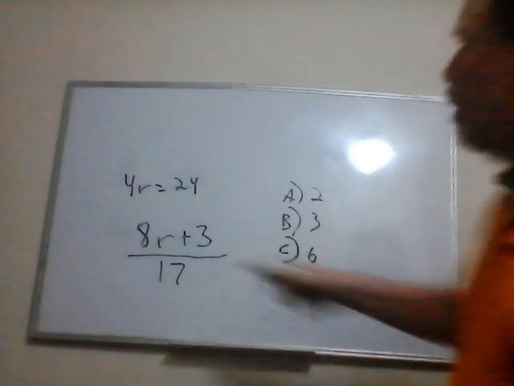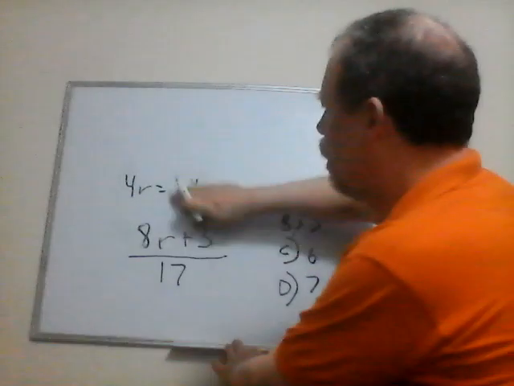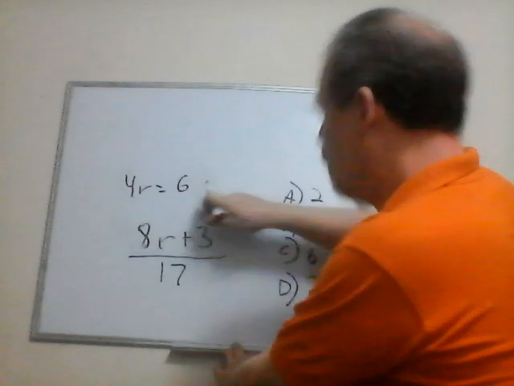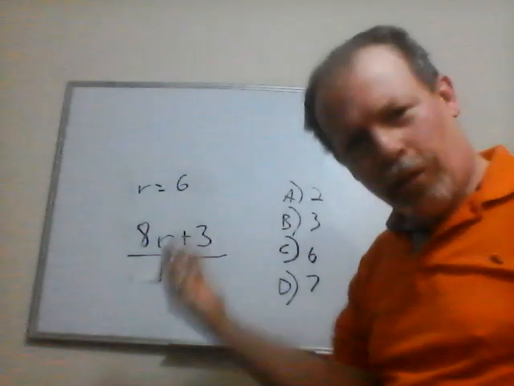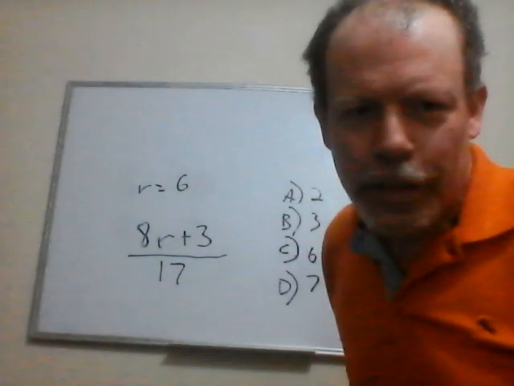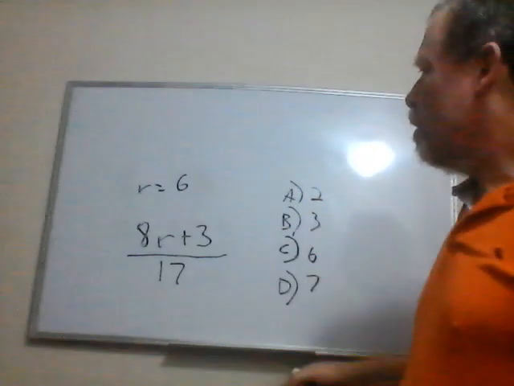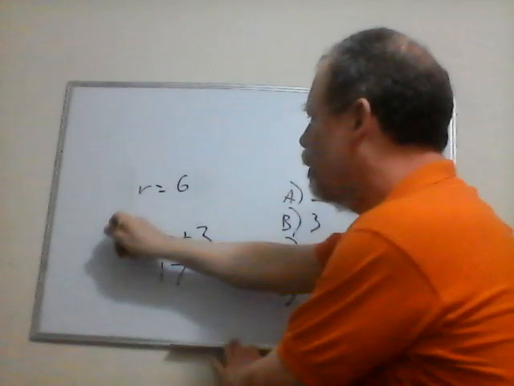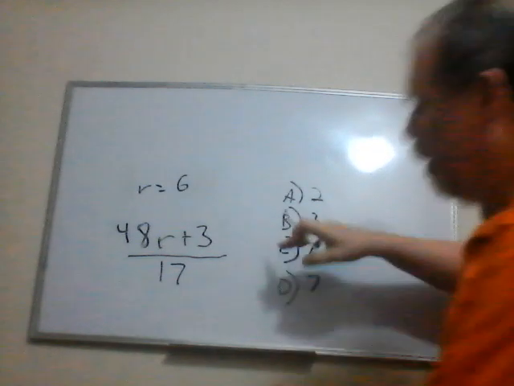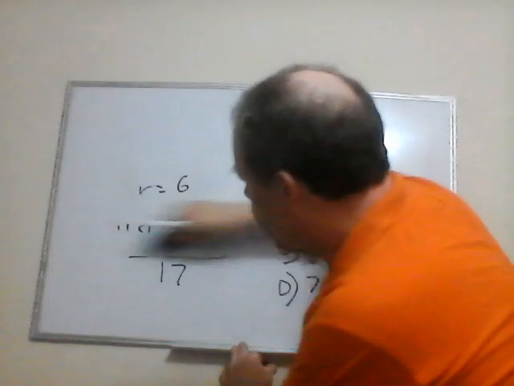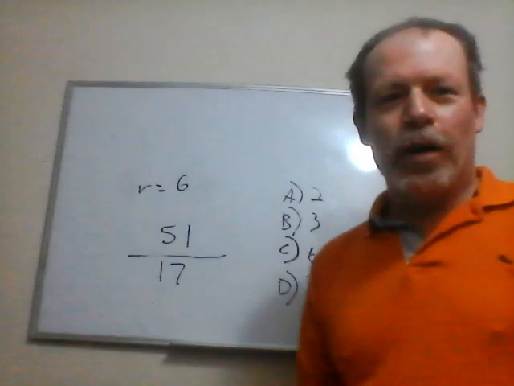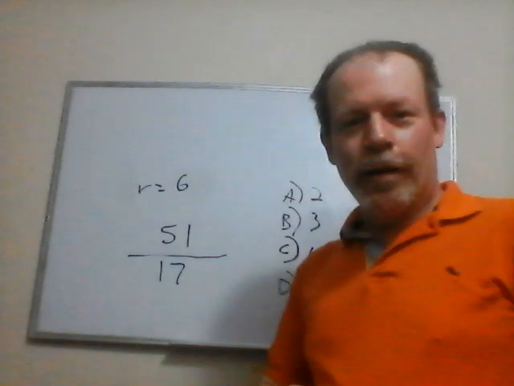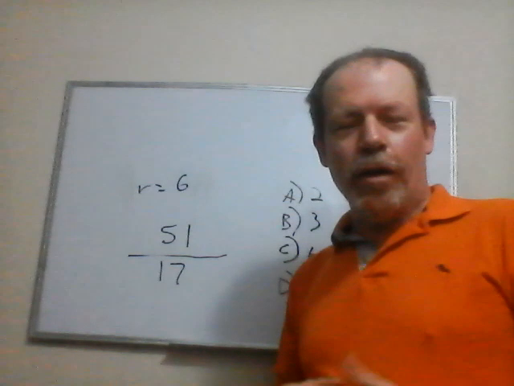Okay, so 4r equals 24. r becomes 6. Okay, 6 times 8 is 48. That's 51. 51 over 17. Okay, now this is a part where you might think, no, I won't get stuck there.